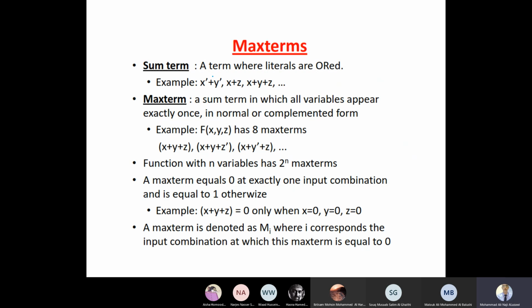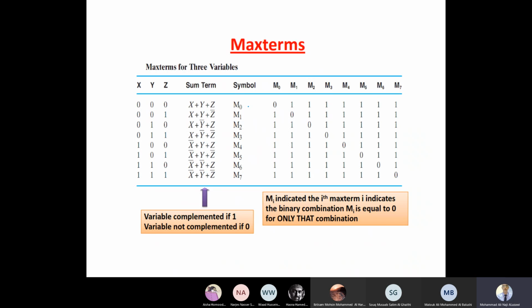This is considered a sum term, the same as what we discussed before in the min term, but this is not standardized. This is not a canonical form. In canonical form, all terms should be like this, and this is the way you've done it already. Okay, M0, capital M, it's x plus y plus z, x plus y plus z prime, etc.